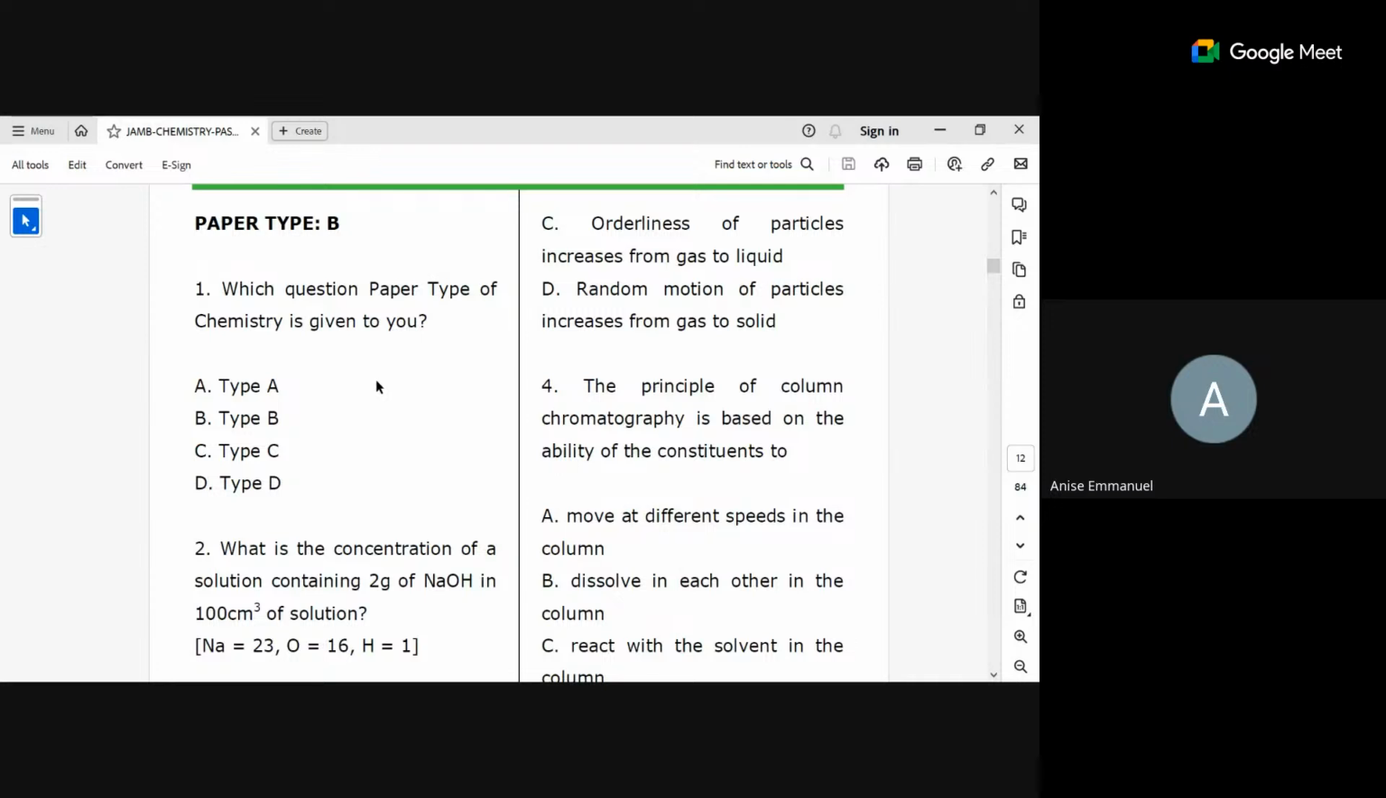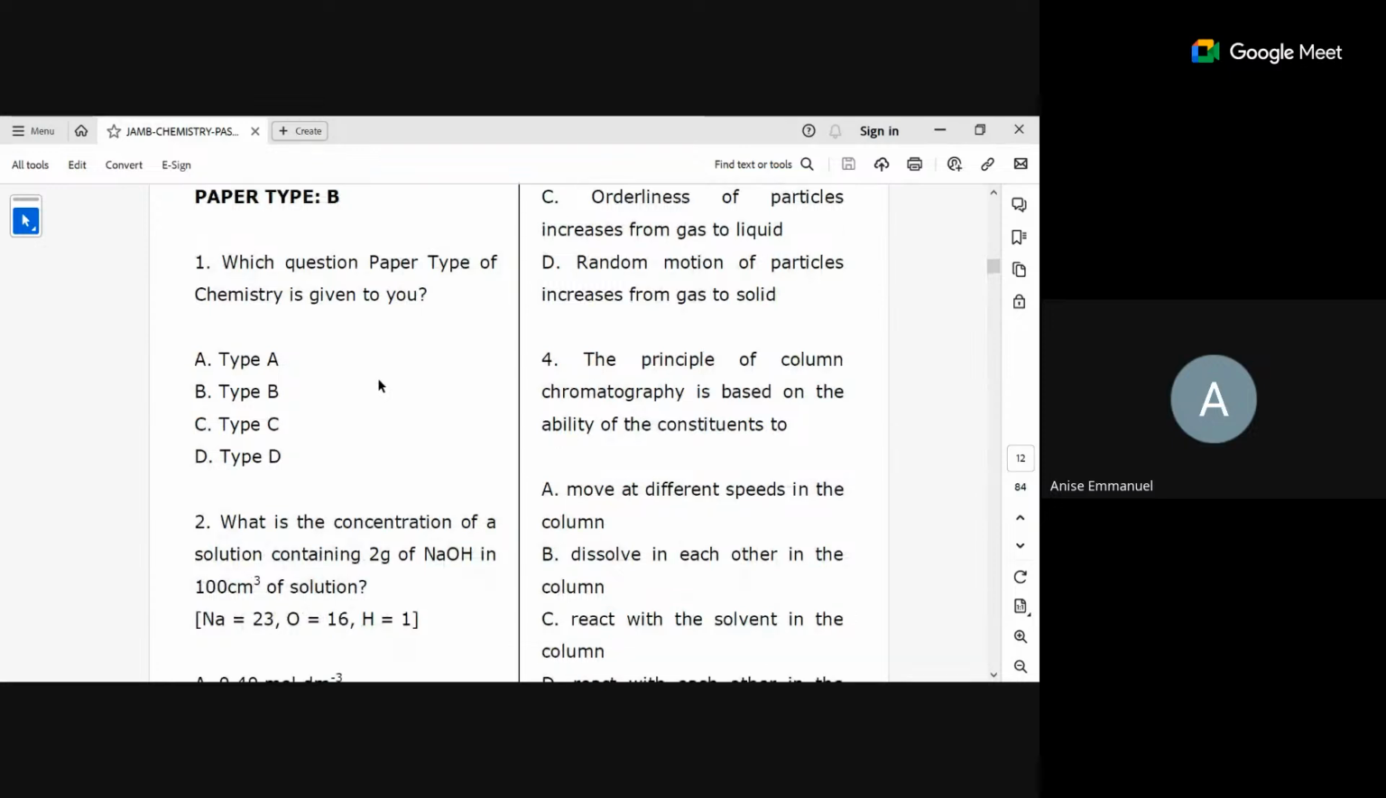Number 4, the principle of column chromatography. If you have not been able to study chromatography very well, you might not be able to answer this. One thing that I normally tell my students, there are some hints, because when you go for competitions, there are some things you just have to keep in mind. One thing about chromatography is that we use it in separating anything that has to do with colors. It's mainly used for color separation.